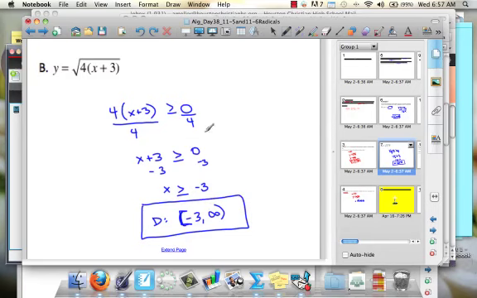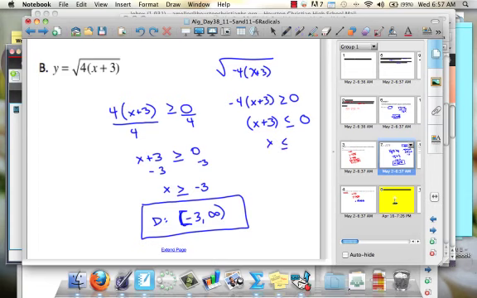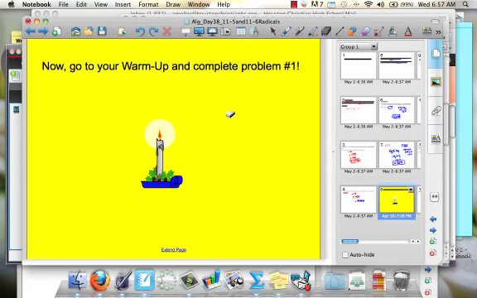Now remember, when you divide by a negative, let's say this was the square root of negative 4x plus 3. When I divide by negative, that would switch the sign. So it would be negative 4x plus 3 is greater than or equal to 0. Divide by negative, I get x plus 3 is less than or equal to 0. And then I would get x is less than or equal to negative 3. So you have to be careful about those negatives. Now go to your warm-up and complete problem number 1.